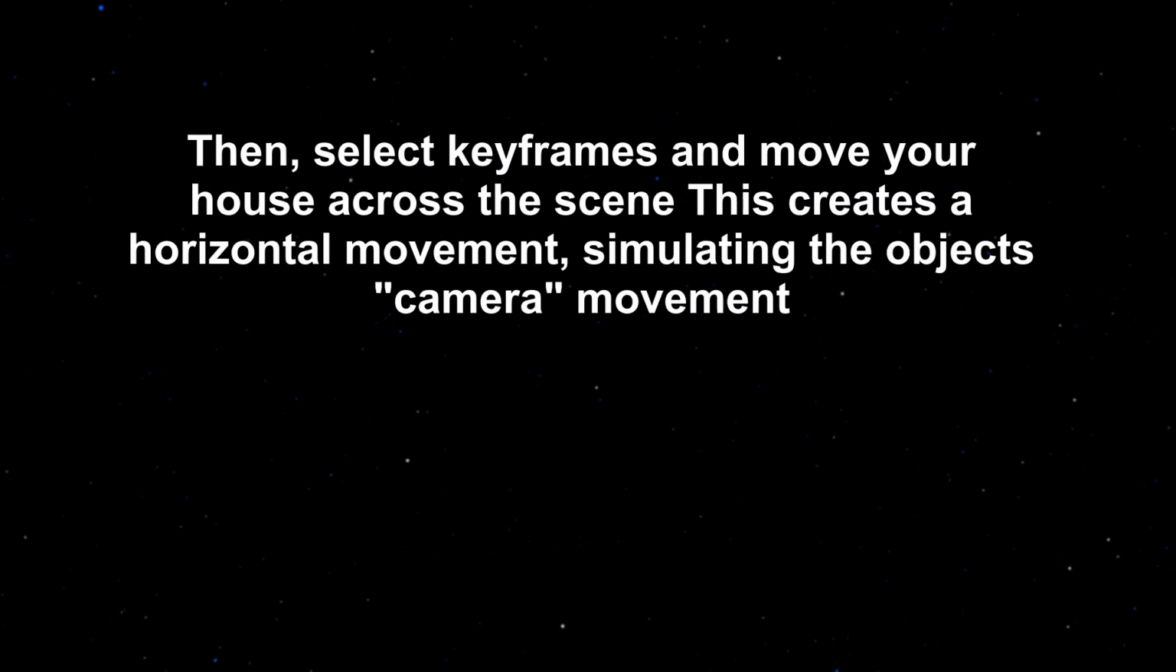After creating your scene, select the elements you want to move with the camera. In this instance, our house. Click on the object on the timeline. Then, select keyframes and move your house across the scene. This creates a horizontal movement, simulating the object's camera movement.